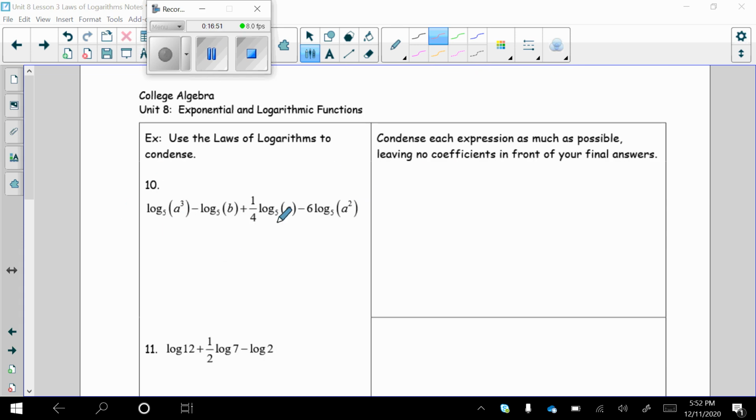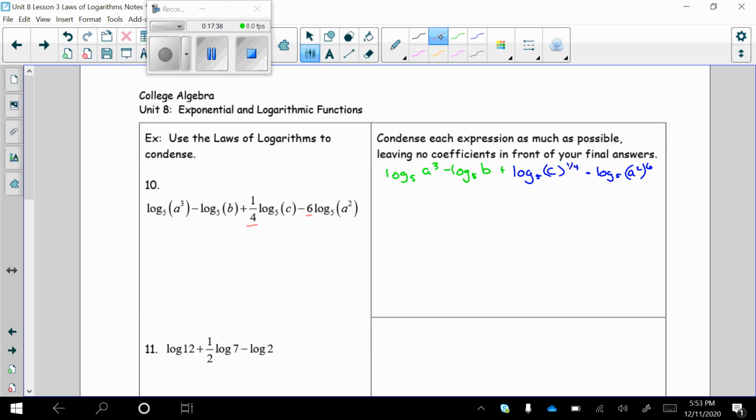All right, so when you get big long expressions like this, just take it one step at a time. The first thing I typically do here is move all of my exponents back to above their respective terms. And so, for example, log base 5 of a cubed minus log base 5 of b plus, I would move that 1/4 and rewrite this as log base 5 of c to the 1/4 power minus log base 5 of a squared to the 6th power.